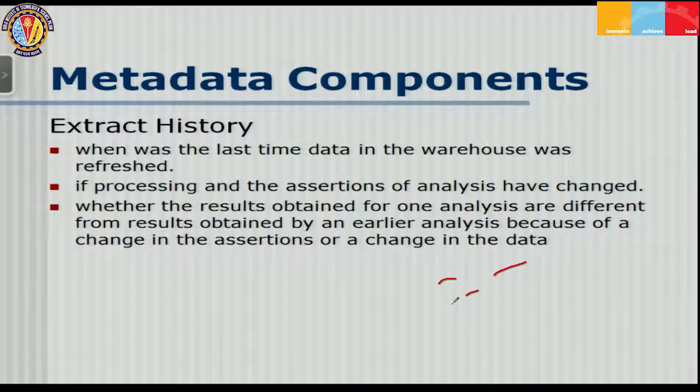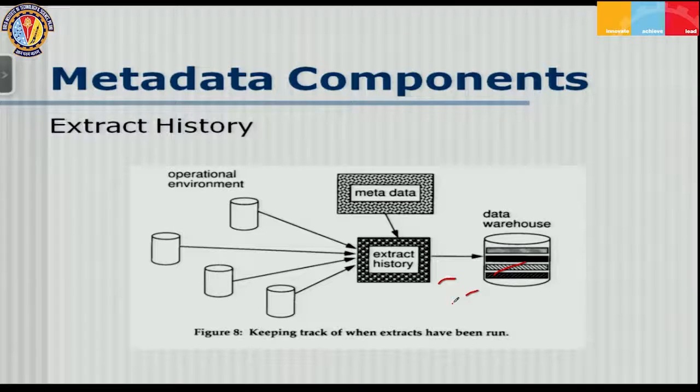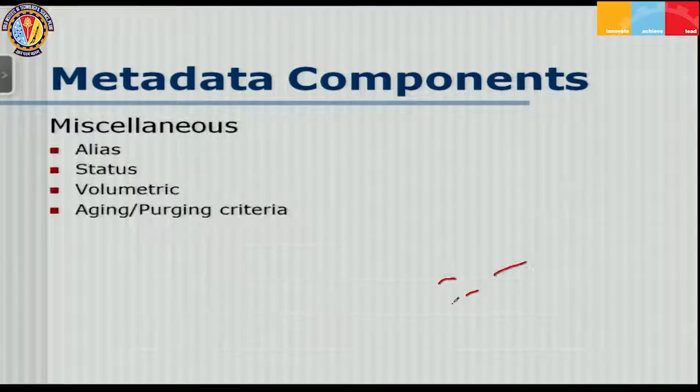So information like when was the last time the data warehouse was refreshed, if processing and the assertions analysis have changed over time, whether the results obtained for one analysis are different from the results obtained by an earlier analysis because of a change in the assertions or a change in the data. So all these things he can analyze and track using extract history. So again, you extract history and record metadata for all the things that you do.